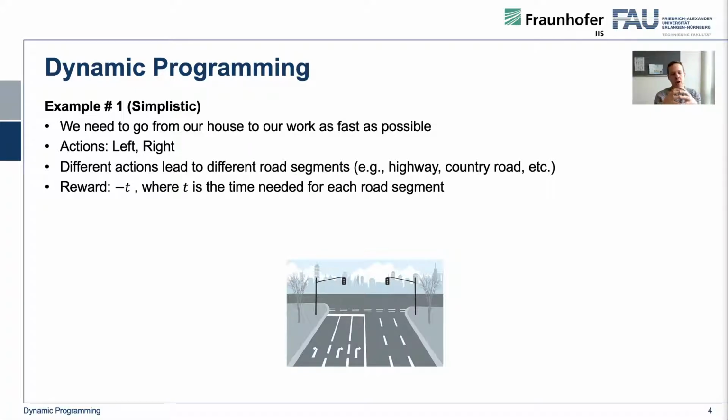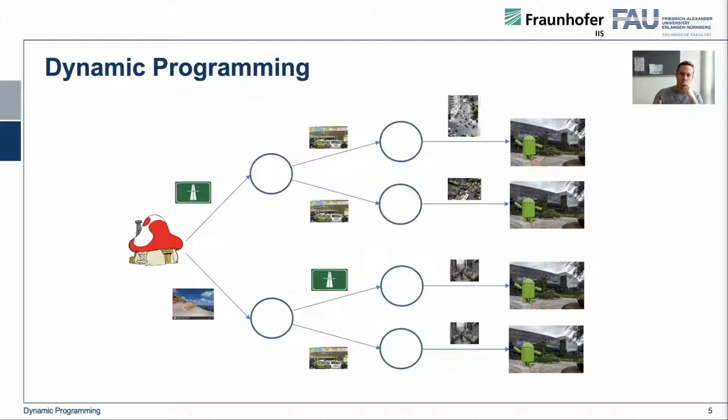So if you imagine that you are at the crossing and you can go either left somewhere to your workstation, or you can go right, and this also leads you to work. Different actions lead to different road segments, and we define a reward function, which means that it's like the negative time that you need for each road segment. And as you go through your MDP, you will also visit certain states.